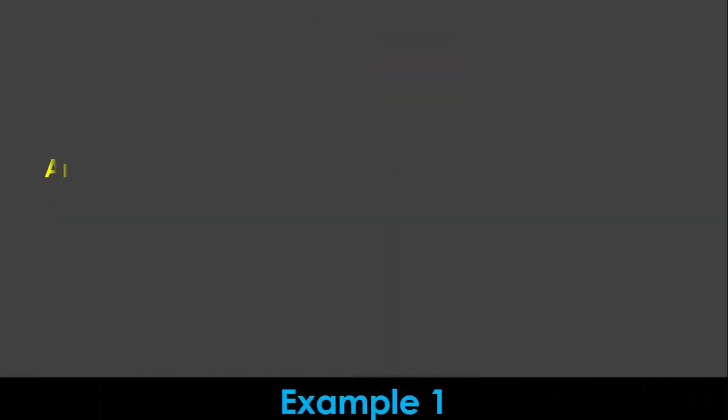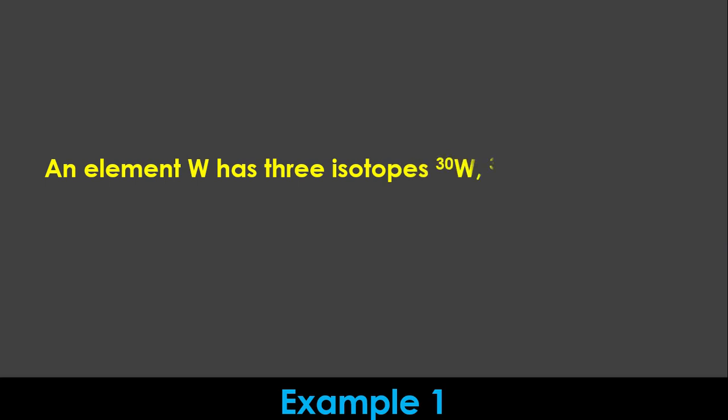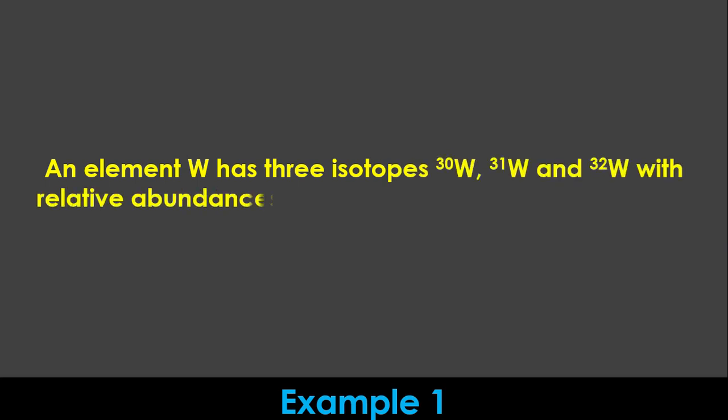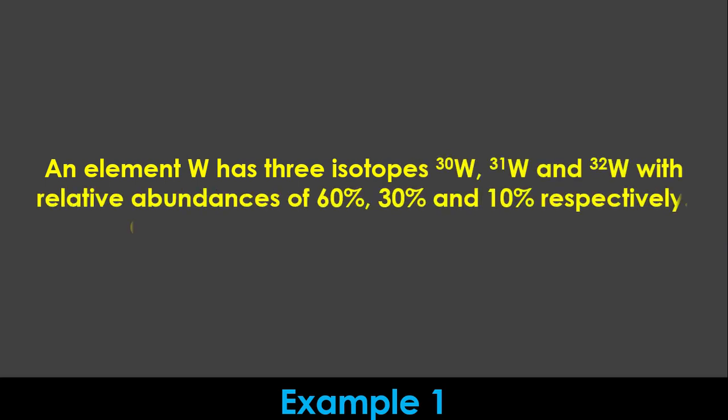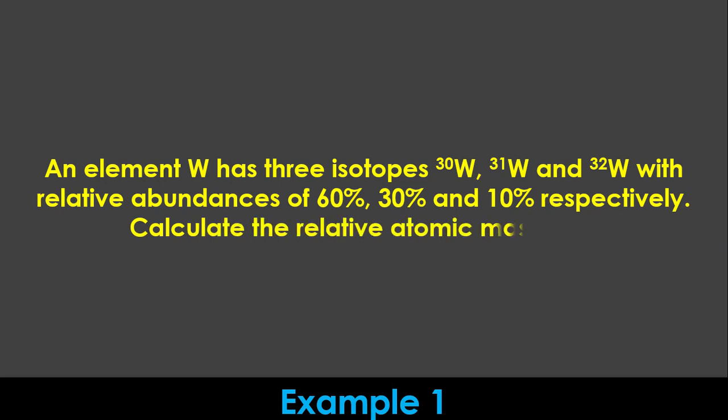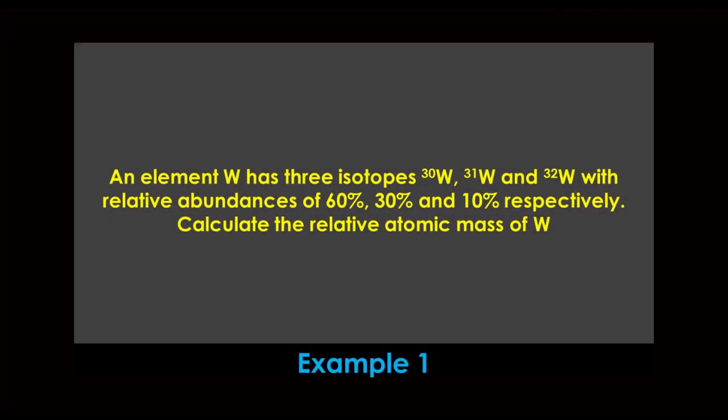Example 1. An element W has three isotopes, W30, W31, and W32, with relative abundances of 60%, 30%, and 10% respectively. Calculate the relative atomic mass of W. In example 1, we are given the percentage relative abundances and the atomic masses or mass numbers of the isotopes of W, and asked to calculate its relative atomic mass.